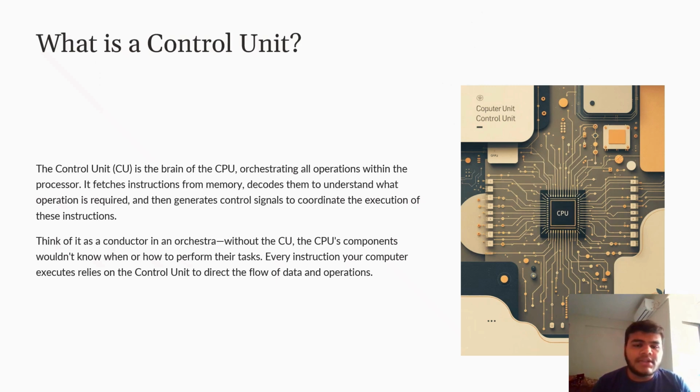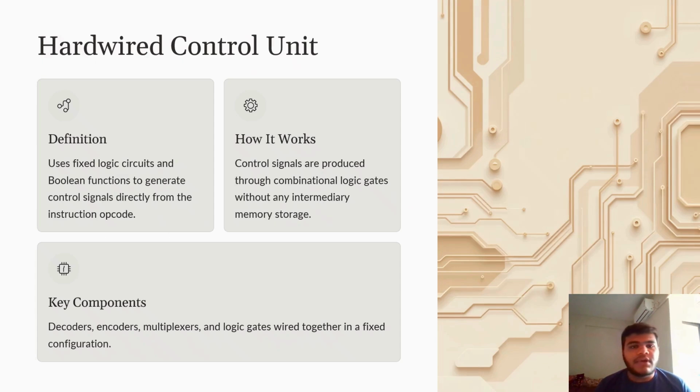Think of a conductor in an orchestra. Without the control unit, the CPU's components wouldn't know when or how to perform their tasks. Every instruction your computer executes relies on a control unit to direct the flow of data and operations. Now we understand what a hardware control unit is. A hardware control unit uses fixed logic circuits and Boolean functions to generate control signals directly from the instruction code.